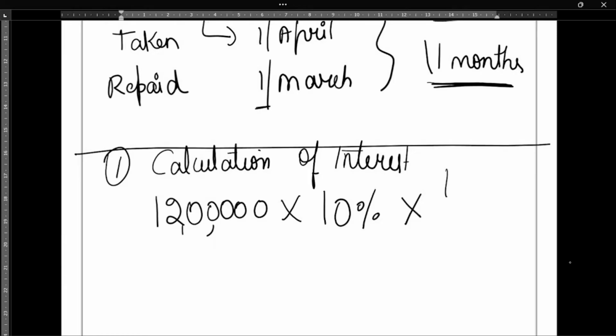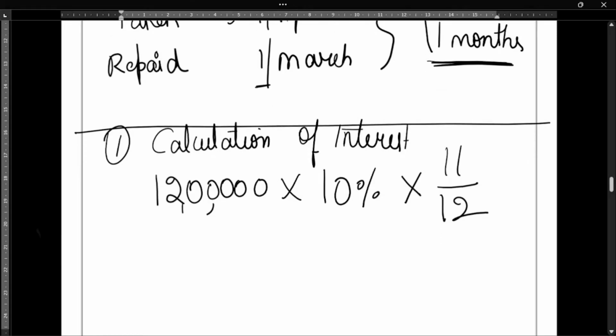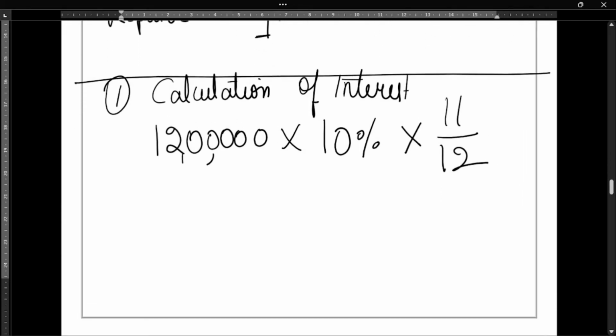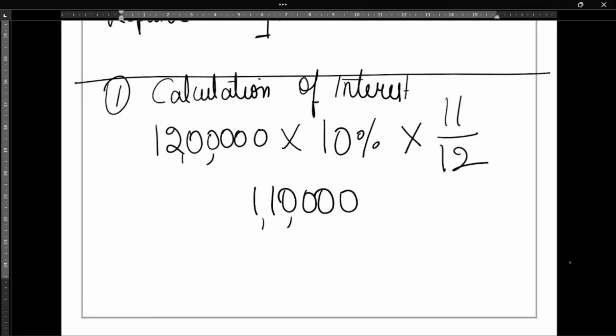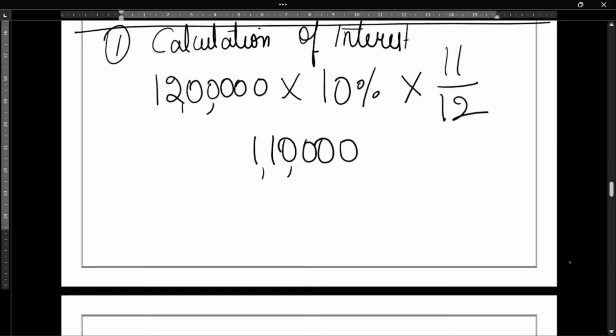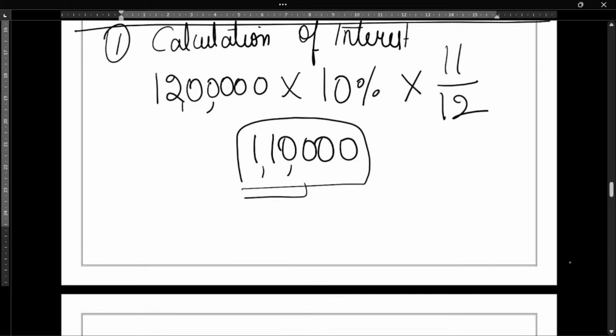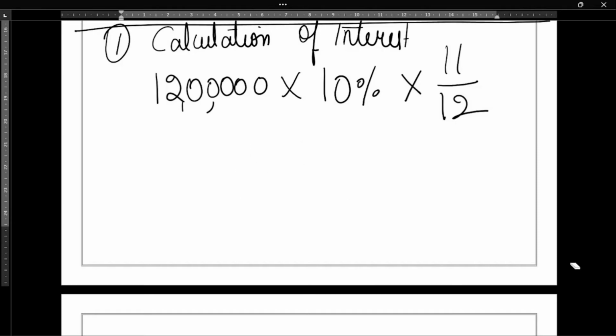So it will be 11 by 12. So 12 lakh into 10% into 11 divided by 12 will be 1,10,000. 1,10,000 is the total interest, but the complete interest will not be capitalized. Some part of it will be capitalized. How much will be capitalized? Let us check.